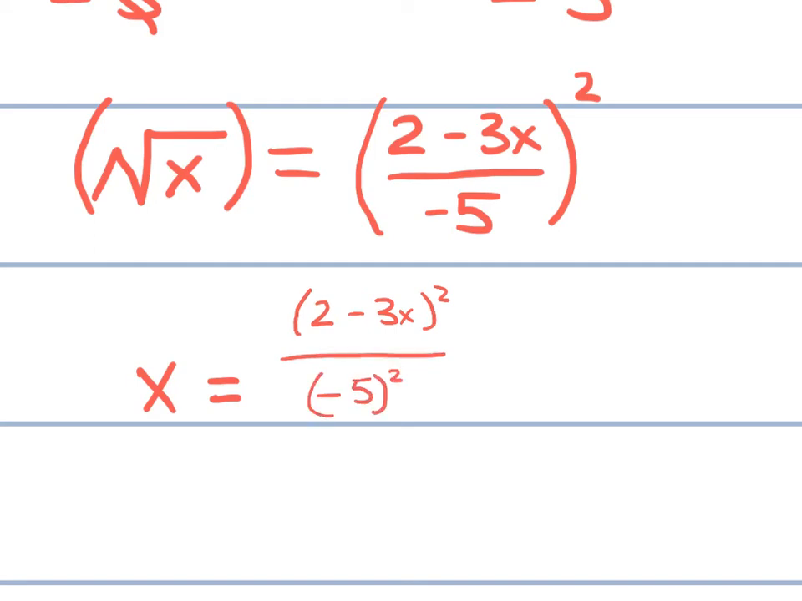Remember, that applies to both the top and bottom, right? Oh, so 25. 4 minus... Don't tell me 4 plus 9x, because that is not how we square this.